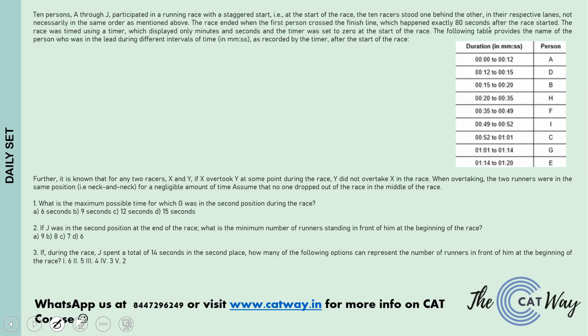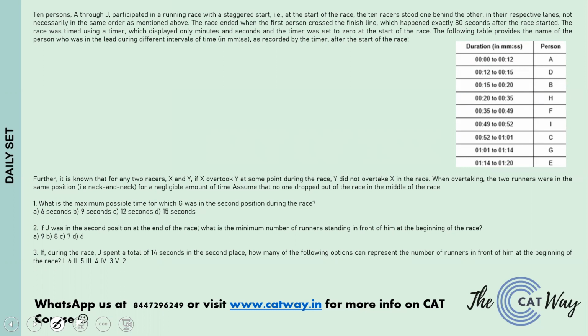The race ended when the first person crossed the finish line, which happened exactly 80 seconds after the race started. The race was timed using a timer which displayed only minutes and seconds, as the timer was set to 0 at the start of the race. The following table provides the name of the person who was in the lead during different intervals as recorded by the timer after the start of the race.